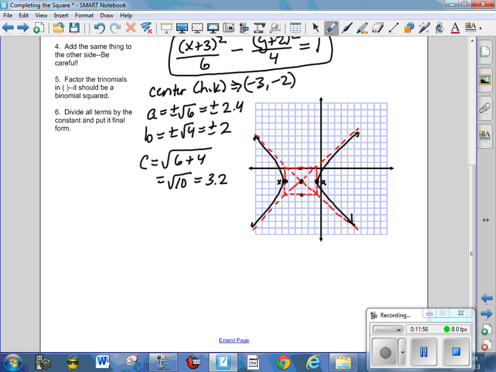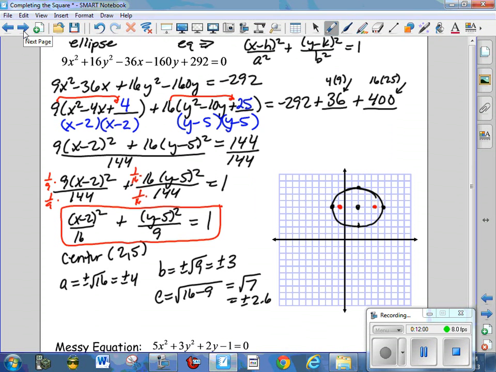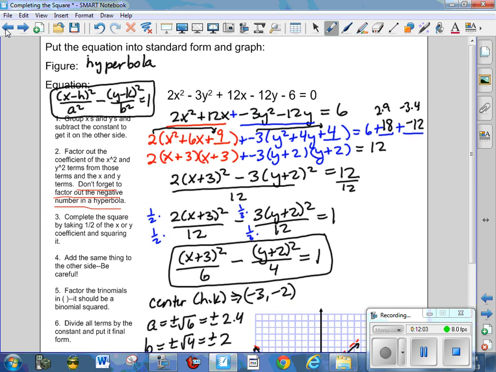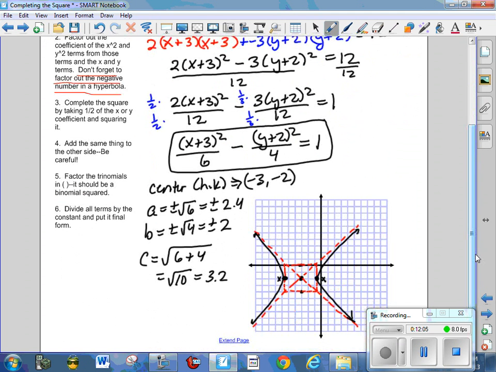Now the next problem, I want you to try yourself. If you think you can do this, try it yourself, whoops, I don't want you to see it yet. I want you to try to draw it and graph it. So stop the video and try to do it, and then turn the video back on and check your answer. And if at any point you get stuck, go ahead and turn the video back on.